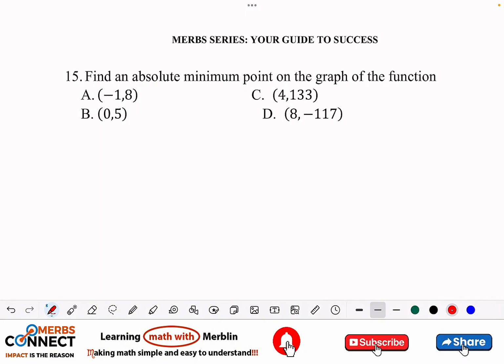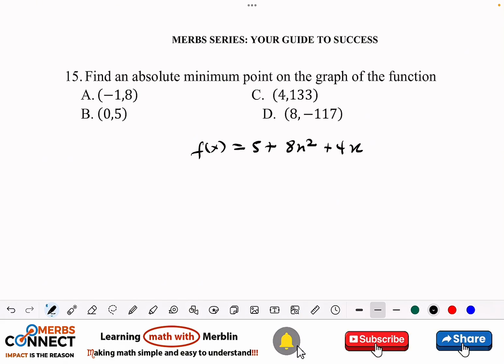Now let's look at question 15. Question 15, I forgot to write the function. So the function is supposed to be f of x is equal to 5 plus 8x squared plus 4x to the power 3 minus x to the power 4.